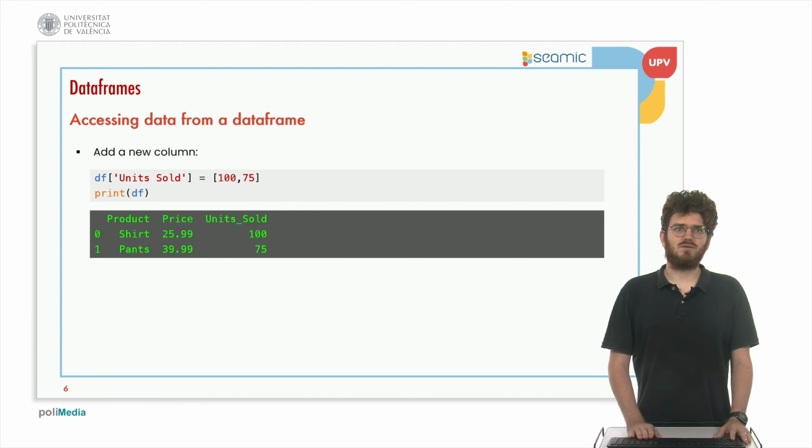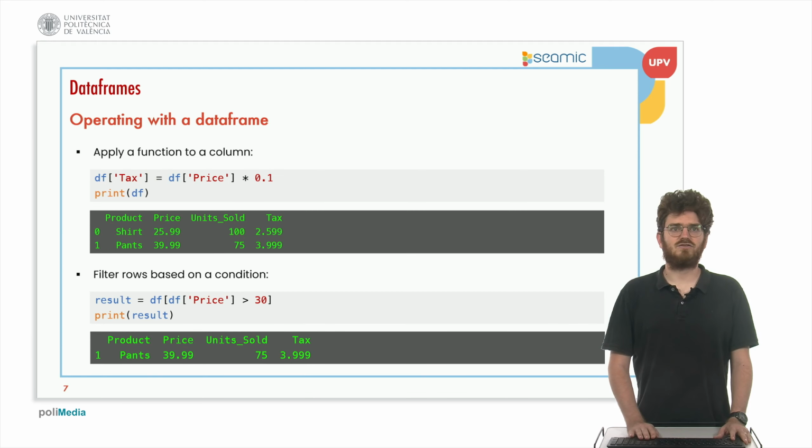We can add new columns, of course, by using the assignment operation. On the left-hand side, we'll place the new column to be added, in this case, the data frame and the name of the column in square brackets. And on the right-hand side, we'll have a list of the values that will be added in that column. Of course, this list should be as large as the data frame has rows. And now we can print the data frame again and see that our existing data frame has now an additional column.